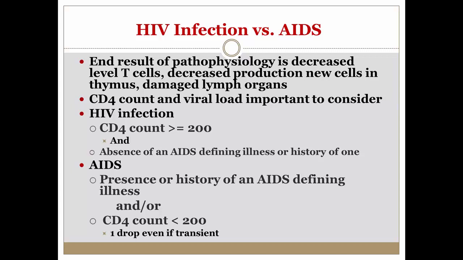HIV infection is characterized by a CD4 count greater than 200 and the absence of an AIDS-defining history or having had one in the past. AIDS, however, is the presence or history of an AIDS-defining illness and/or a CD4 count less than 200. If an individual has a measured CD4 count less than 200 even once, they are diagnosed with AIDS.